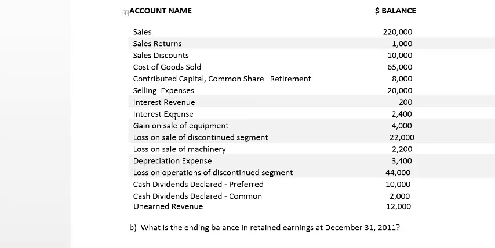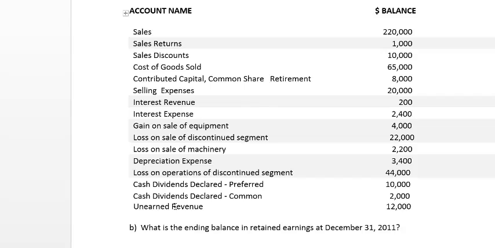You need expenses and revenues. You need the gain on the sale of equipment, right? You do need the loss on the discontinued segment because that's part of your discontinued operation. You need the loss on the sale of machinery. Anything that says gain or loss you need because it affects income, right? Depreciation expense, you need that, but you don't need the cash dividends declared on the preferred and common. They affect dividends declared and retained earnings, so you don't need them.